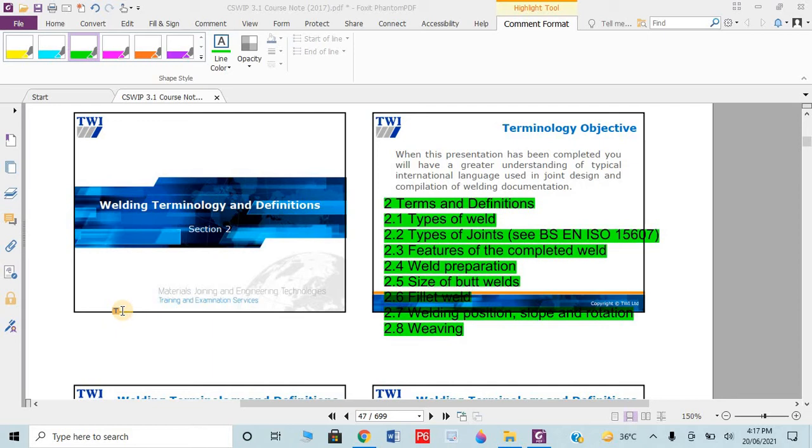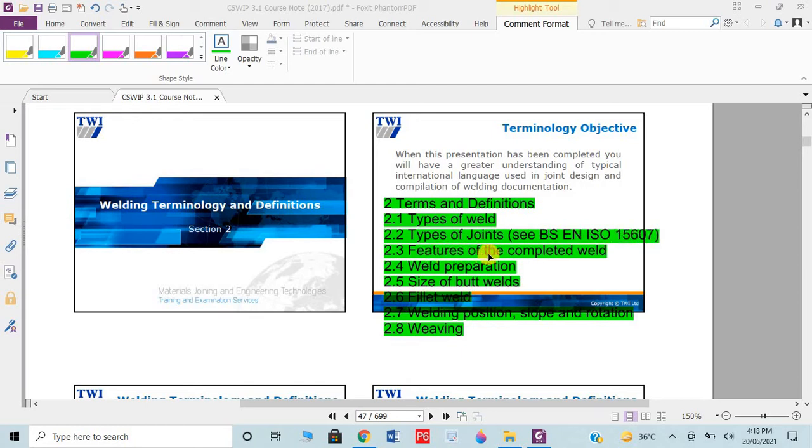As we have started the series on CSWIP 3.1 for the entire book, today we are going to start Section 2, Chapter 2 of CSWIP 3.1, named Welding Terminologies and Definitions. In this chapter, you will learn the terms and definitions normally used in the welding field, the types of weld, how many types of weld are being utilized in the industry, the types of joints, which joints we normally prepare for specific welding, and for types of joint, normally the standard we take from ISO is 15607.